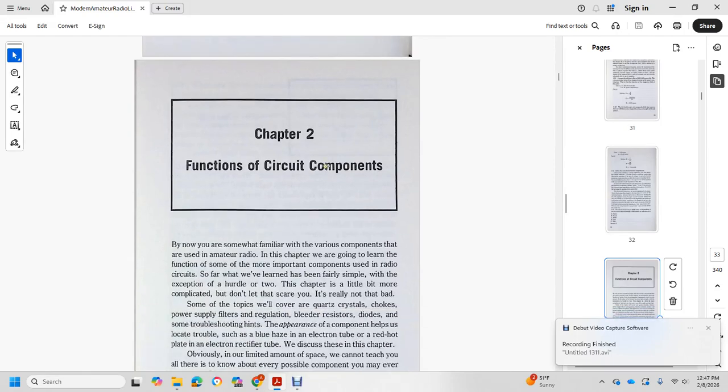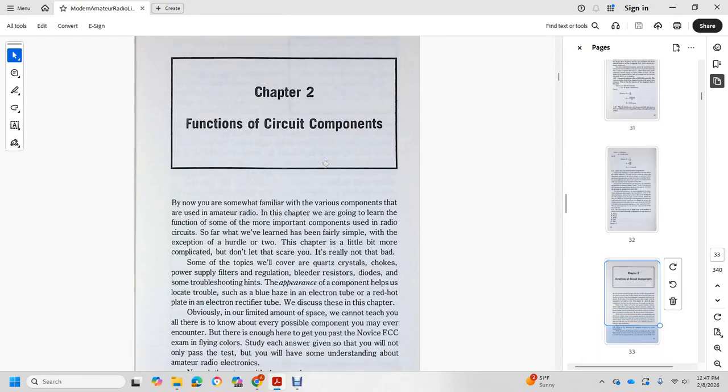Chapter 2, Function of Circuit Components. By now you're somewhat familiar with the various components of the amateur radio. In this chapter, you're going to learn the function of some of the most important components of the radio circuit. So far we've learned very simple concepts. The chapter is a little bit more complicated, but don't let it scare you, because it really is not that hard.